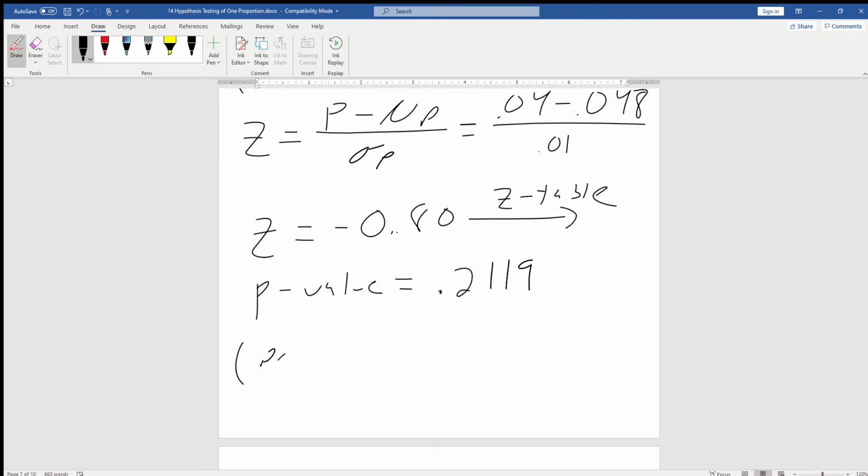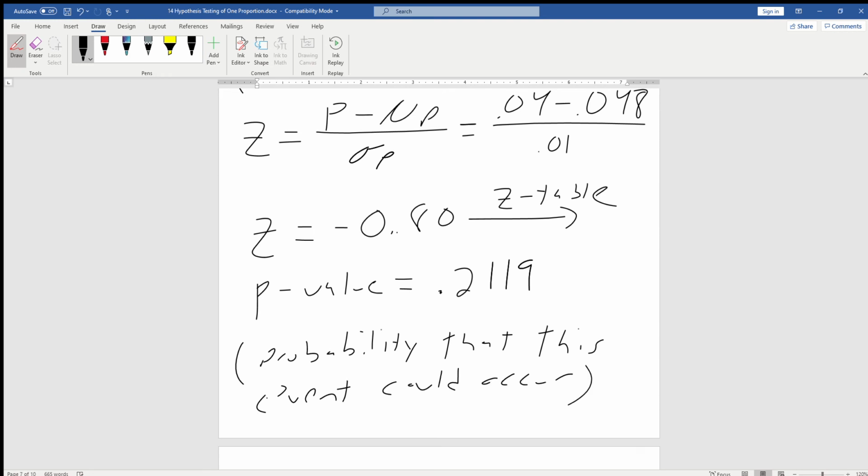Now remember, this is the probability that this event could occur. About 21% probability, which is a very high probability. It's very likely. Usually if we start having things that are around 5%, 4%, that's when it starts becoming a rare occurrence. But 21% is certainly not a rare occurrence. So make sure you're okay computing the p-value.